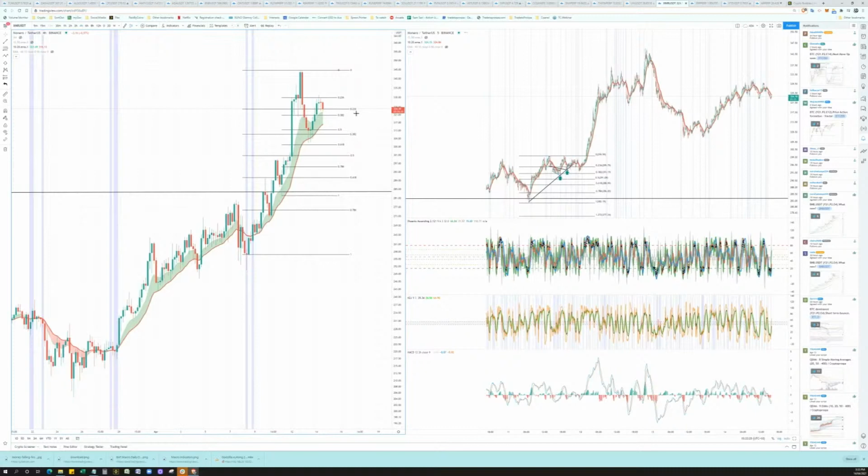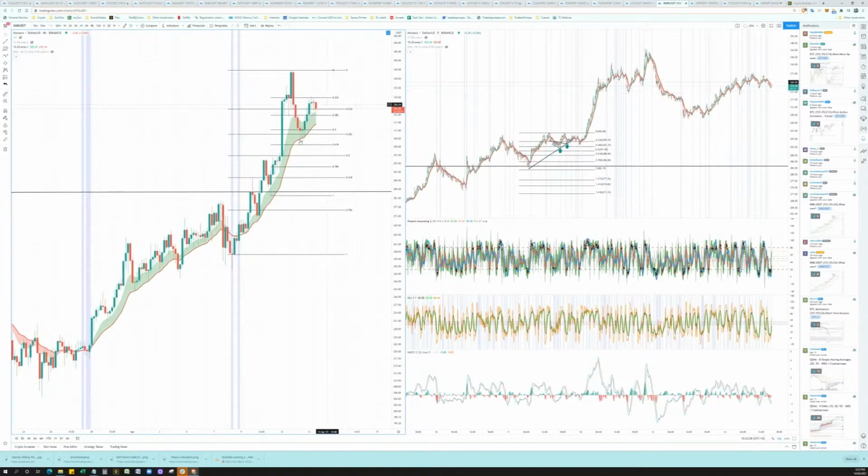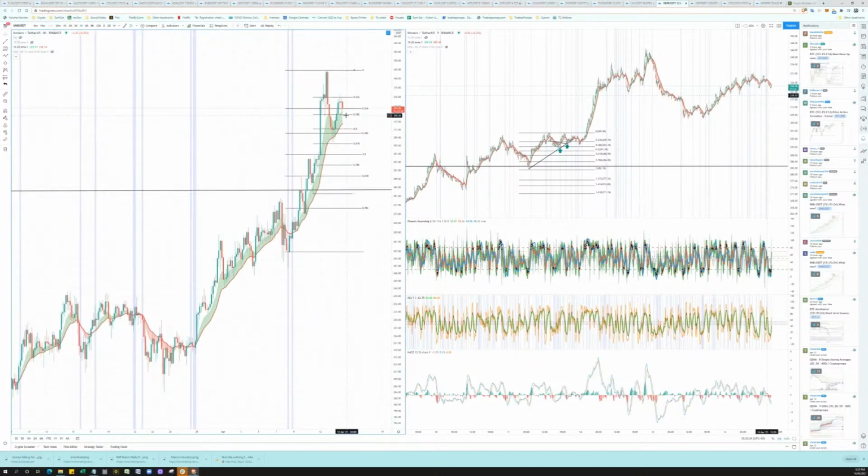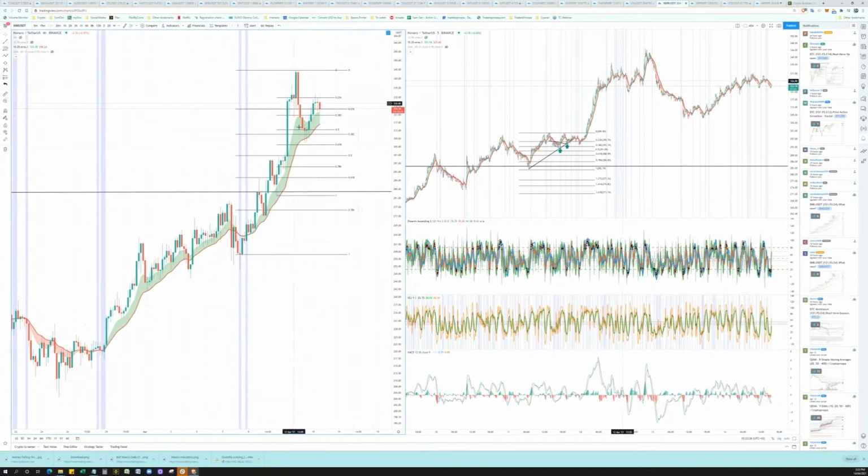Monero is pulling back. So Monero's had a good run, but there's some formation taking place. We'll have to keep an eye on that one.